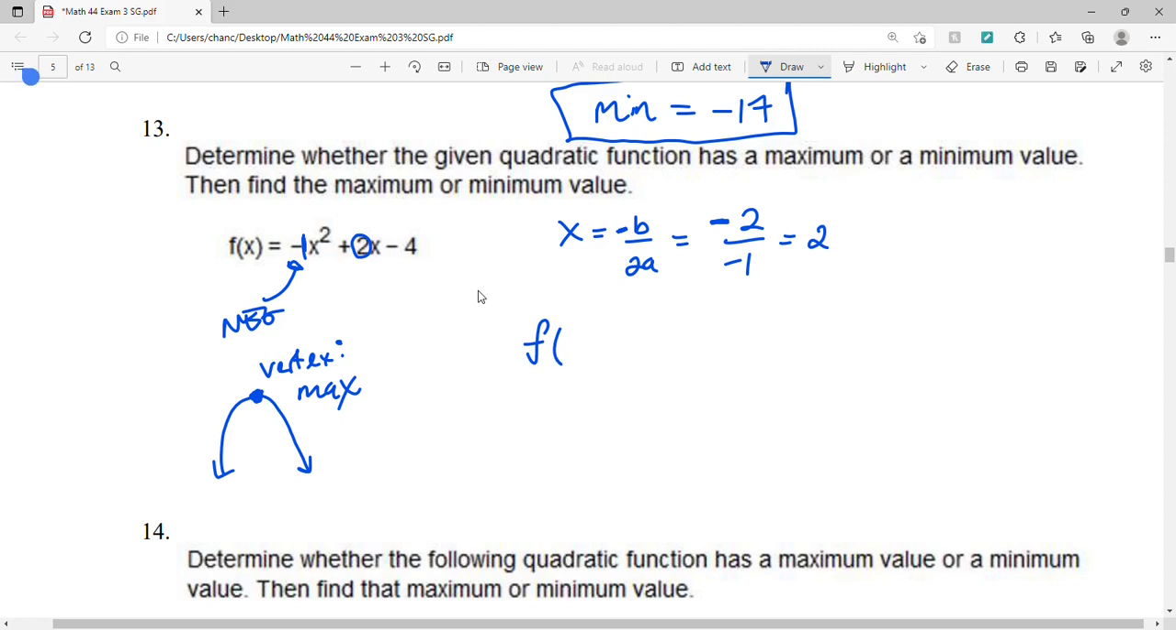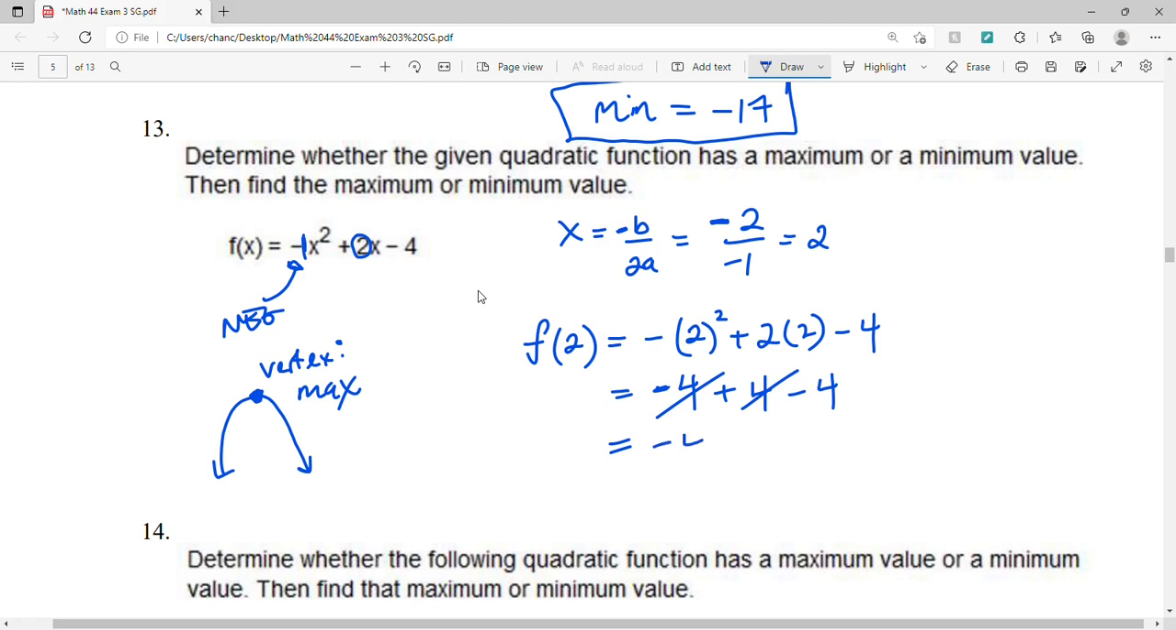To find the y coordinate, we'll plug this into our original function. F of 2 equals negative 1 times 2 squared plus 2 times 2 minus 4. Simplifying this is a negative 4 because the parentheses does not include the negative, plus 2 times 2, which is 4, minus 4. And if we simplify all of this, we get negative 4, which implies my vertex is the ordered pair 2, negative 4.